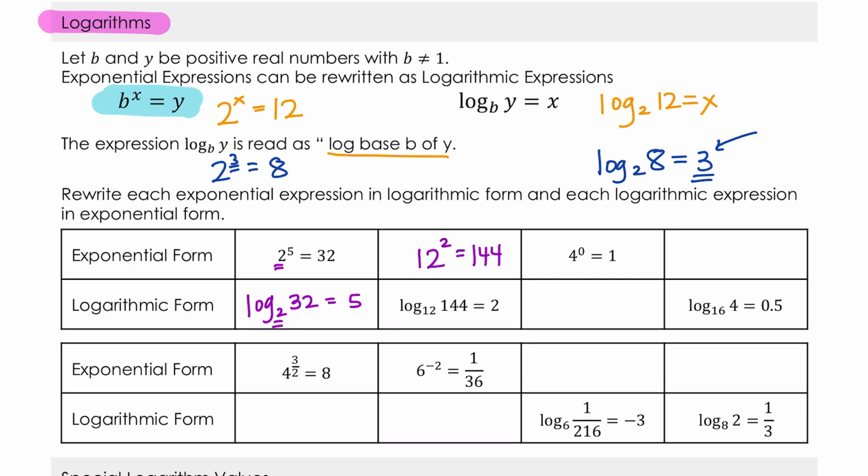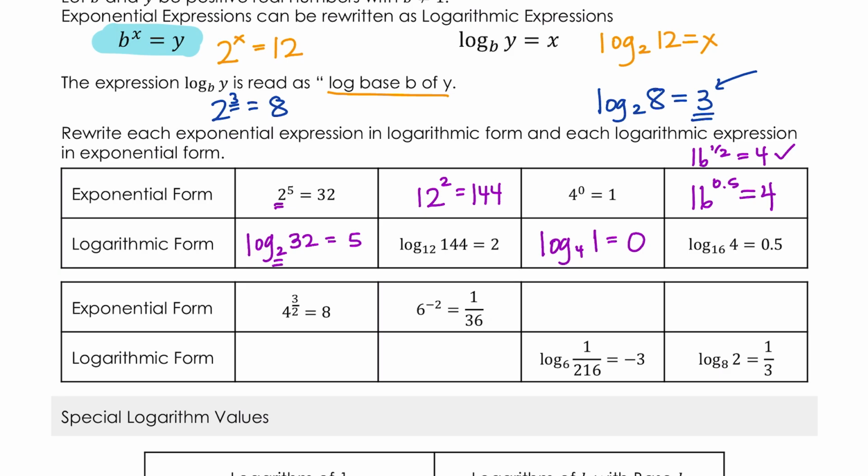Okay, if 4 to the 0 equals 1, that means log base 4 of 1 equals 0. The base stays the same, but we're kind of switching the exponent and the answer when we go to the logarithmic form. Okay, this last one says log base 16 of 4. So we have 16 as our base to the 0.5 power is 4. Just rewriting it, saying really 16 to the 1/2 power, square root of 16 is 4. Like, yep, that checks out.